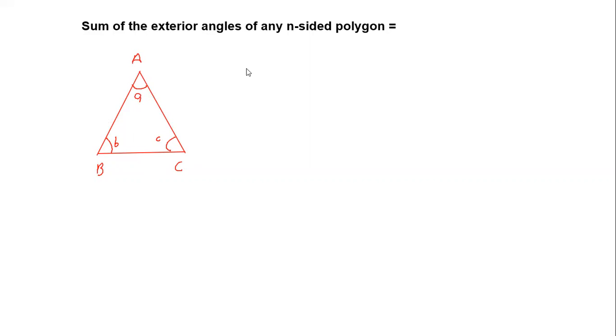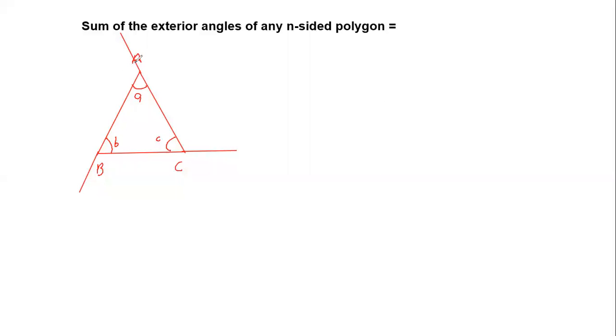Now you acknowledge the fact that if I want to draw the exterior angles of the triangle, I have to extend the lines. Now I can extend them whichever way I want. I can extend them clockwise or I can extend them anti-clockwise. So I'm extending them anti-clockwise. So let's say I extend this line like this, then this line like this, and this line like this. So I've extended them anti-clockwise.